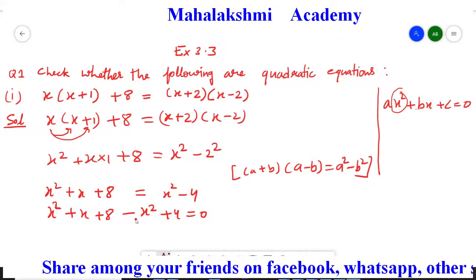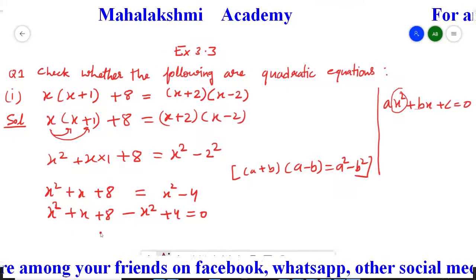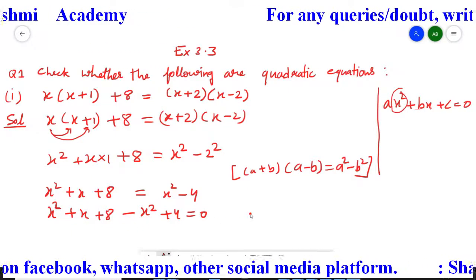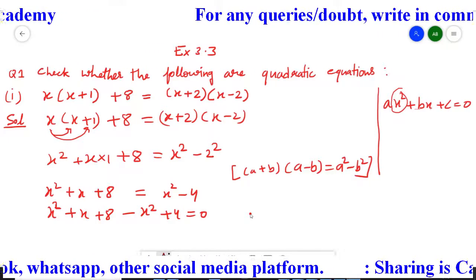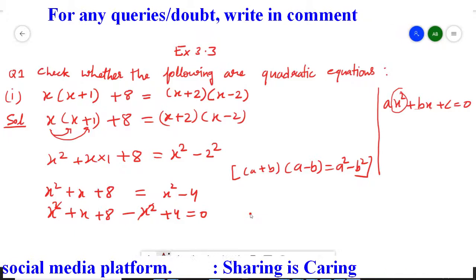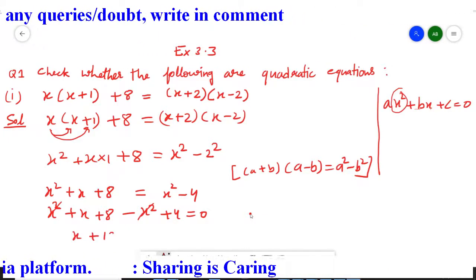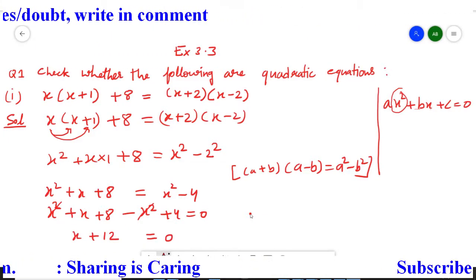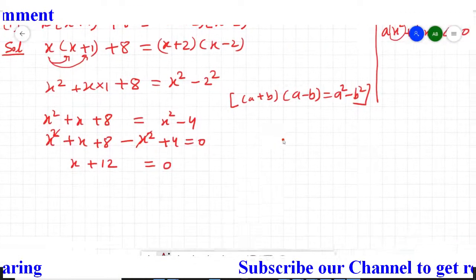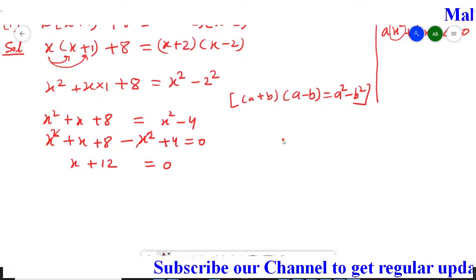Now this x square and x square will cancel, and we remain with x, then plus 8 and plus 4, it is plus 12. So this x square will cancel by x square. Now what we remain with is x plus 12 equal to 0. So here students, we can see that the degree of this equation is only 1. So it's not a quadratic equation.